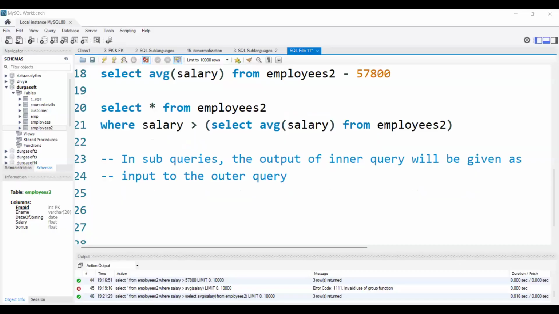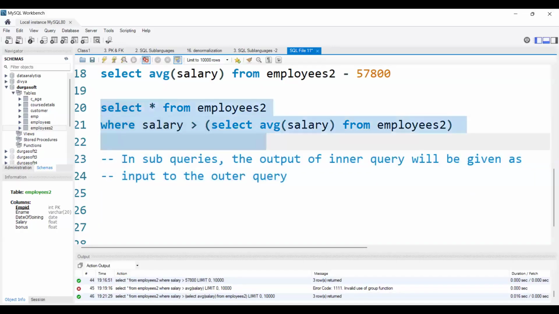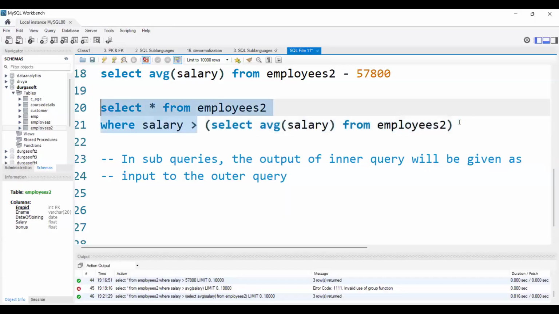The output of the inner query will be given as input to the outer query. This is the way SQL processes the subqueries concept. Whenever we write subqueries, basically, a subquery is a query within a query. If I am writing one SQL statement inside another SQL query, we call it the subqueries concept.